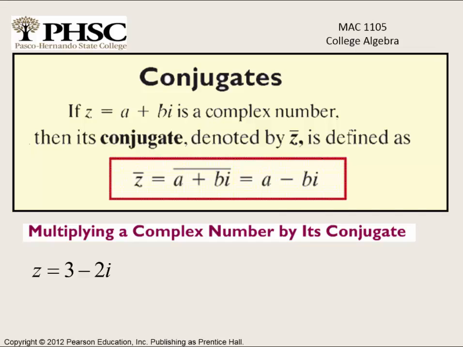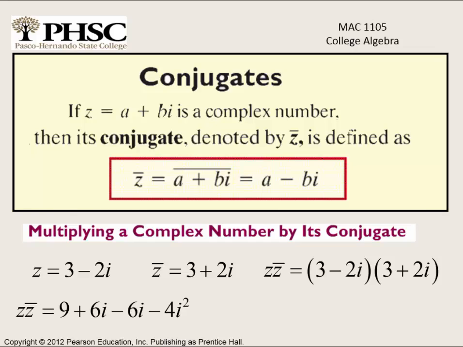So, multiplying a complex number by its conjugate. If the complex number z is equal to 3 minus 2i, then its complex conjugate, z bar, is equal to 3 plus 2i. If we multiply those two together, we get 3 minus 2i times 3 plus 2i, which is going to give us 9 plus 6i minus 6i minus 4i squared. The two middle terms are going to cancel out. The i squared is equal to -1, so we end up with 9 plus 4, which is 13.